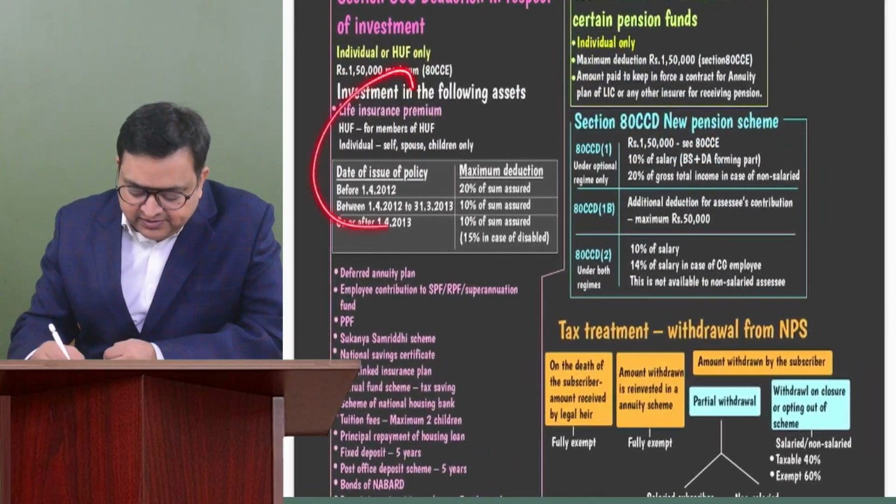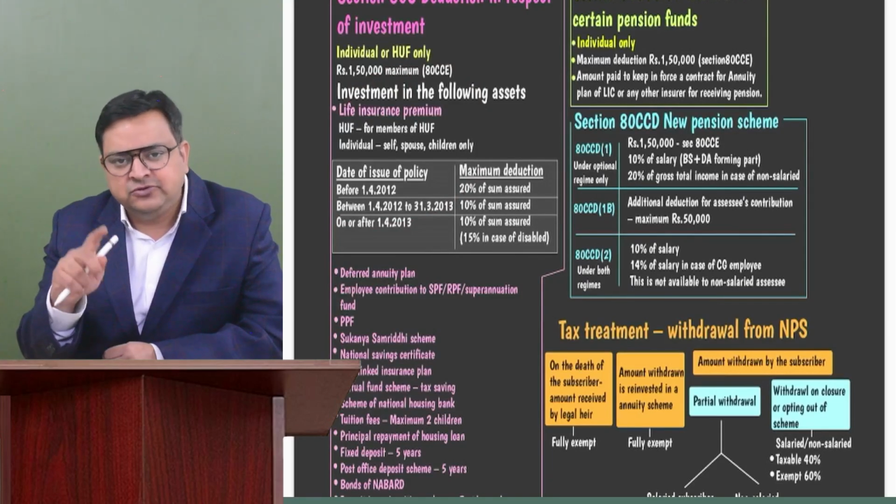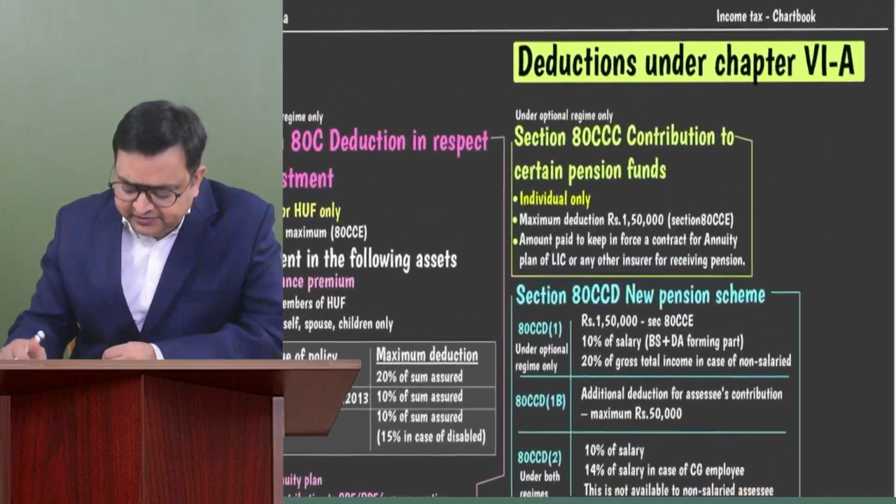Most important of them is LIC. Parents, brother and sister are not allowed in ATC. Only spouse or children, whether dependent or non-dependent, both are allowed. Got it? Then 80 triple C, not so important.